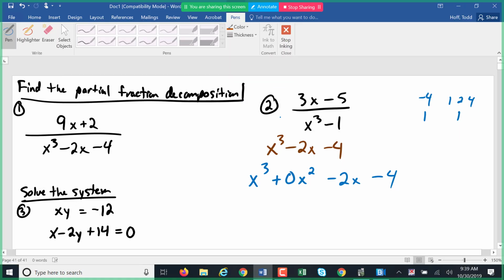I'm going to shoot in the middle. Let's see what happens if we use the 2. So if I try to divide by x minus 2 here, see if that is a root. Well, using synthetic division, I'm going to put on my coefficients. So I got 1, 0, -2, and -4. This is x minus 2, so I'm going to use a 2 here as my divisor.